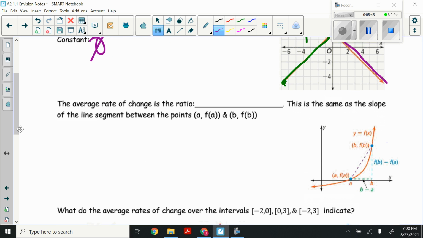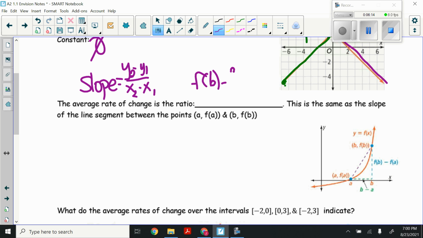So next, the average rate of change is the ratio. Okay, average rate of change. This is like slope. Remember we discussed the slope, y2 minus y1 over x2 minus x1. So when we talk about the average rate of change, we have a new formula, but it's really the exact same thing, y2 minus y1. But instead of calling it y2 minus y1, we call it f of b minus f of a, because we're talking about functions, okay, over b minus a.